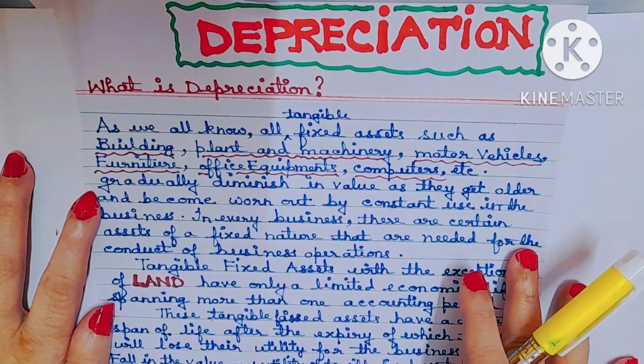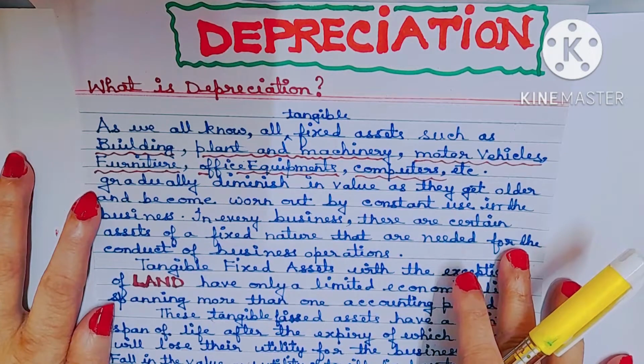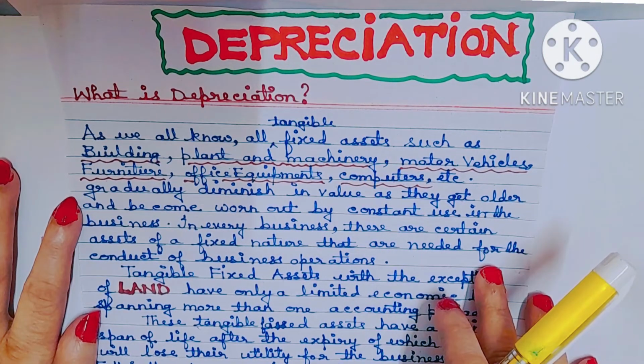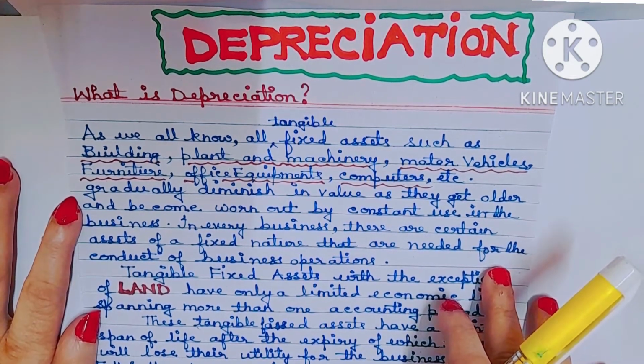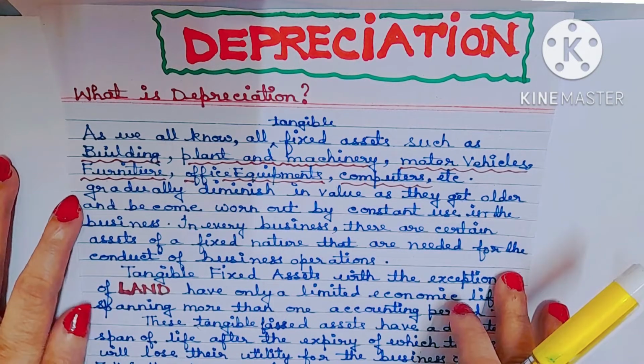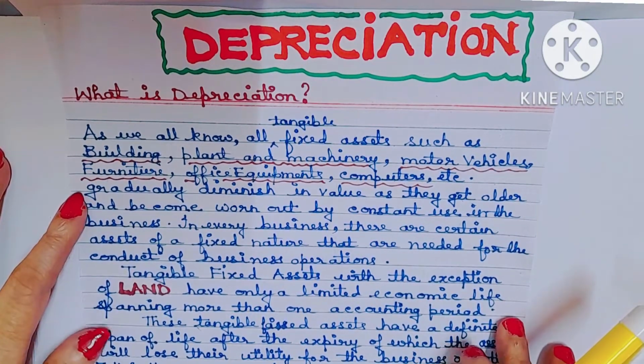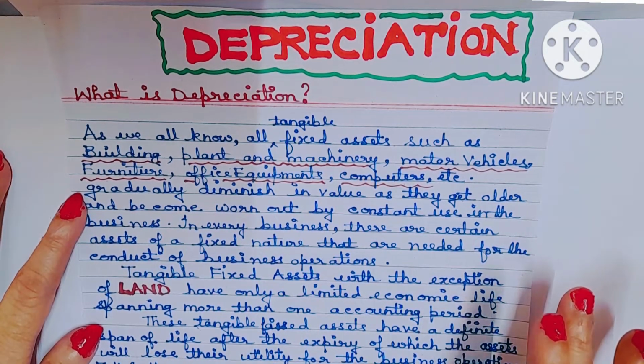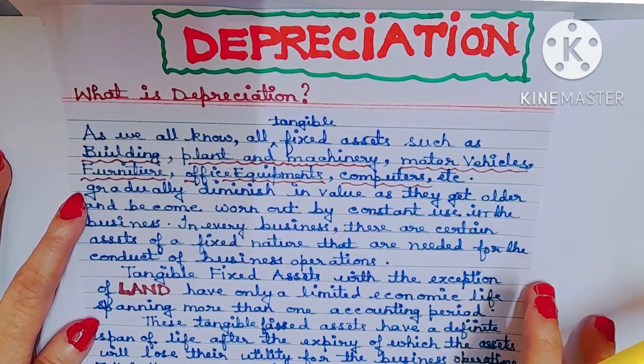So what is depreciation? As we all know, all tangible fixed assets such as building, plant and machinery, motor vehicles, furniture, office equipments, computers, mobile phones, etc. gradually diminish in value as they get older and become worn out by constant use in the business. In every business, there are certain assets of a fixed nature that are needed for the conduct of business operations. Tangible fixed assets, with the exception of land, have only a limited economic life spanning more than one accounting period.